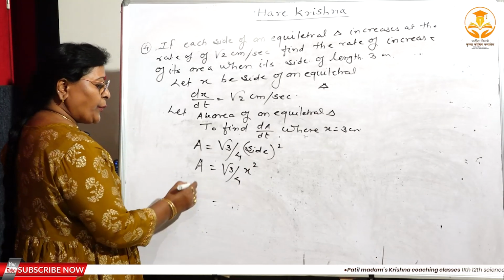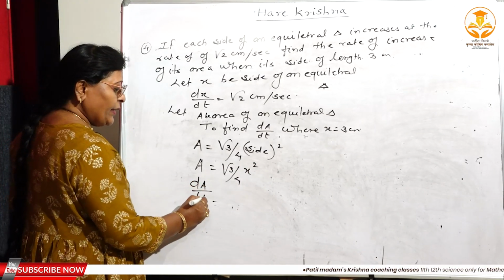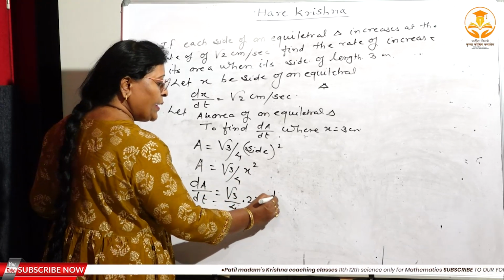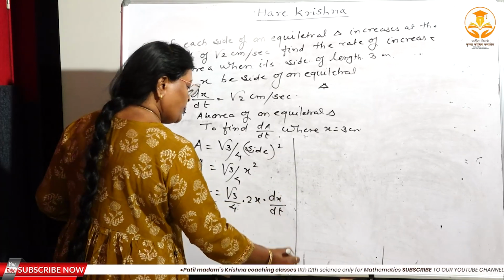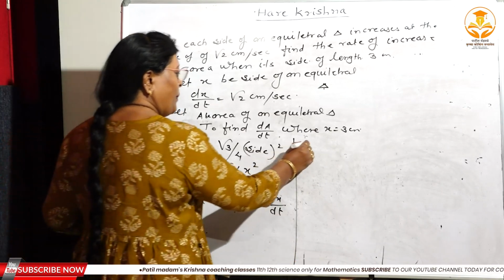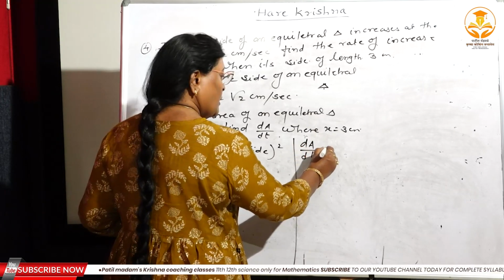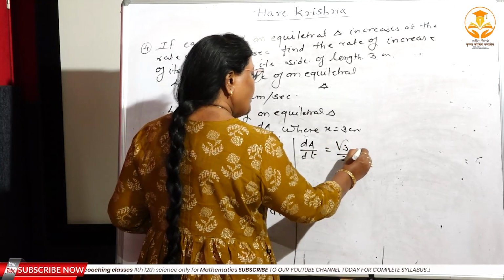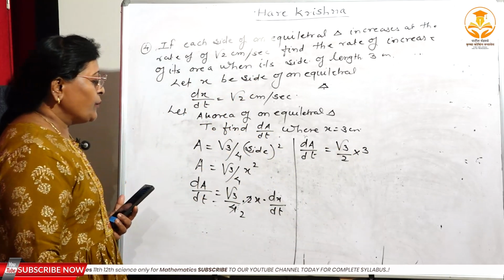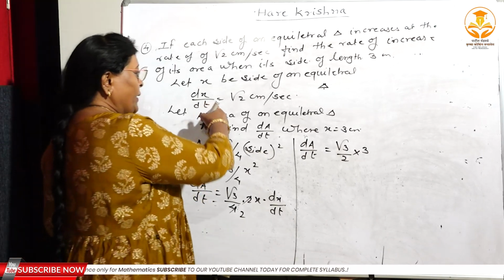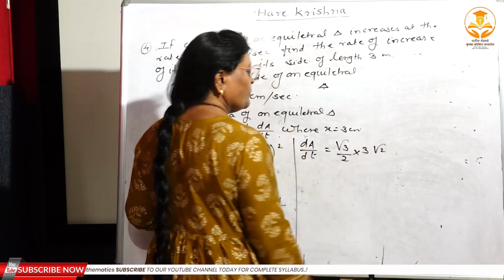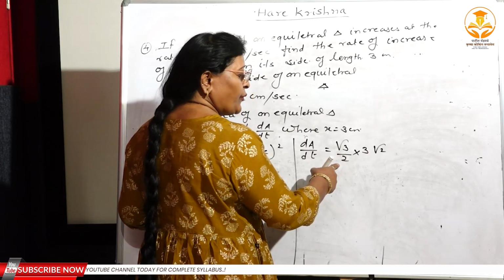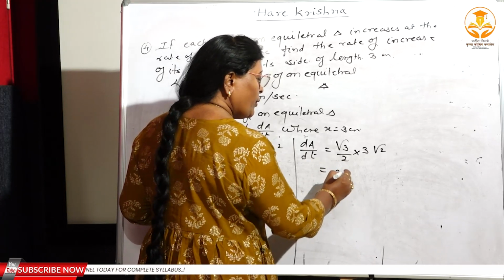Again, differentiate with respect to t, dA by dt. It is equal to root 3 by 4. The derivative of x square is 2x, and multiply with dx divided by dt, isn't it? Again, dA by dt remains as it is. Here, 2 gets cancelled. Root 3 by 2 into 3, because the value of x is equal to 3, they have given, and dx by dt again root 2, isn't it? Therefore, this you can write 2 as root 2 into root 2. Therefore, one root 2 gets cancelled. Therefore, here you have got this.